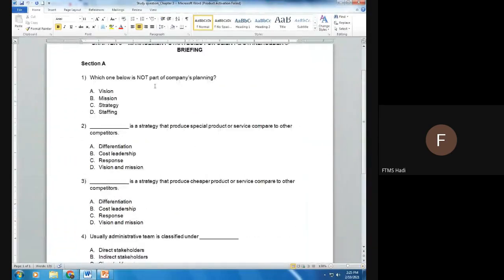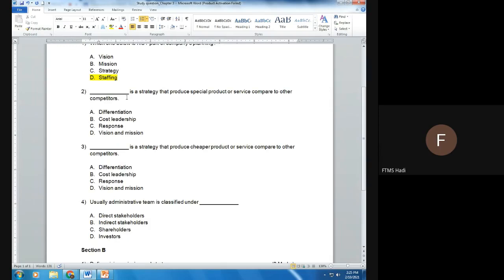Alright, which one below is not part of company's planning? Yeah, vision, mission, strategy or staffing. So therefore the answer is staffing lah. Yeah, because we learned before that we have vision, mission and strategy. Itu yang pertama. Alright, the second one, this is a competitive advantage. Yeah, it's a strategy that produce special product or service compared to other competitors. So meaning that the keyword here is product special. Maksudnya in differentiation. Differentiation, there is a second part.